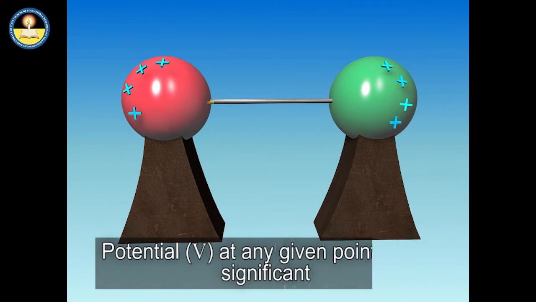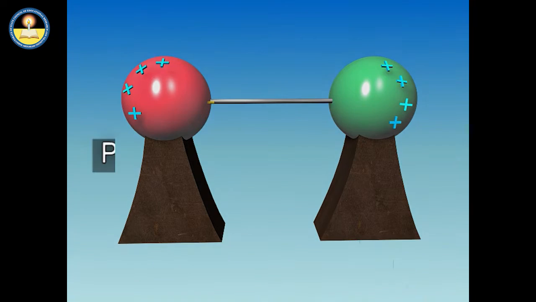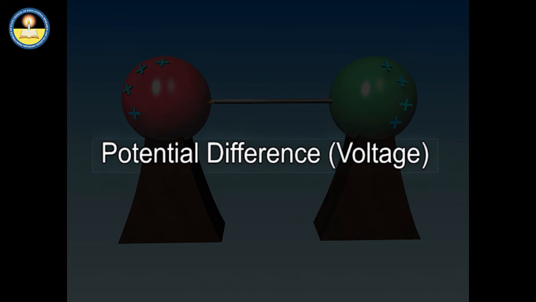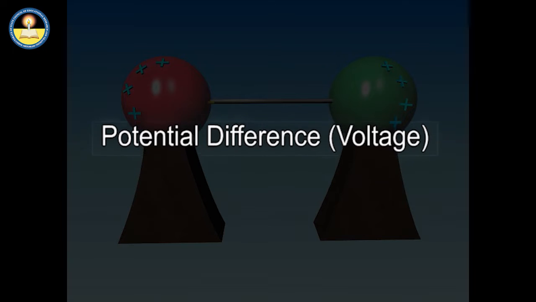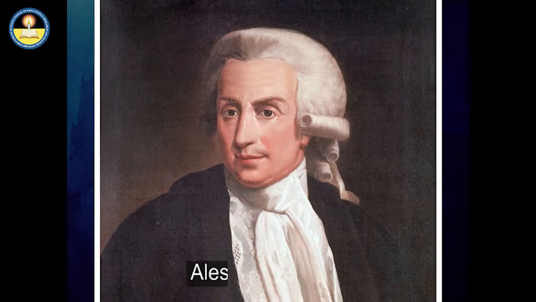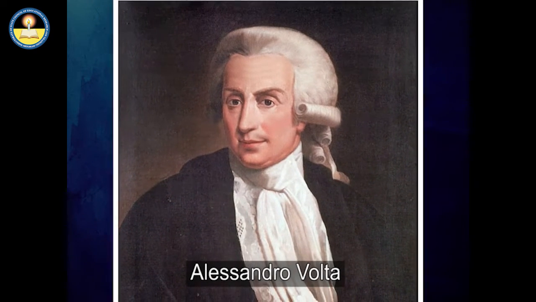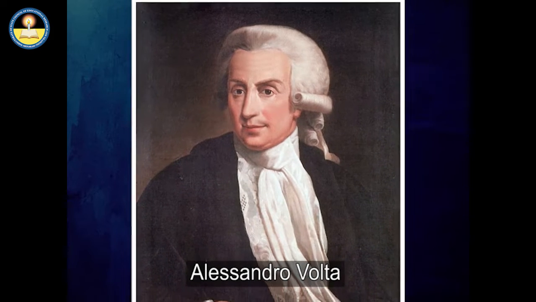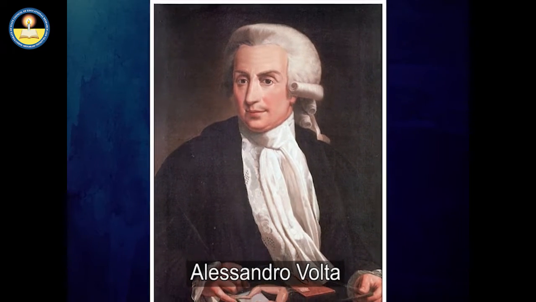The actual value of the potential at any given point is not significant. Potential difference between 2 points is referred to as voltage. The SI unit of potential difference is volt. The unit is named after Italian physicist Alessandro Volta.